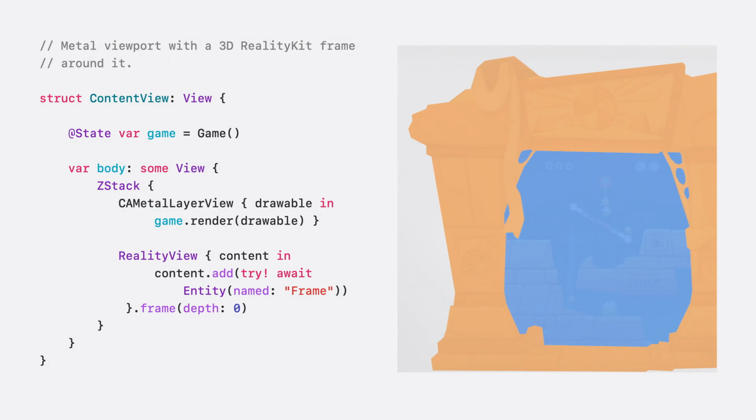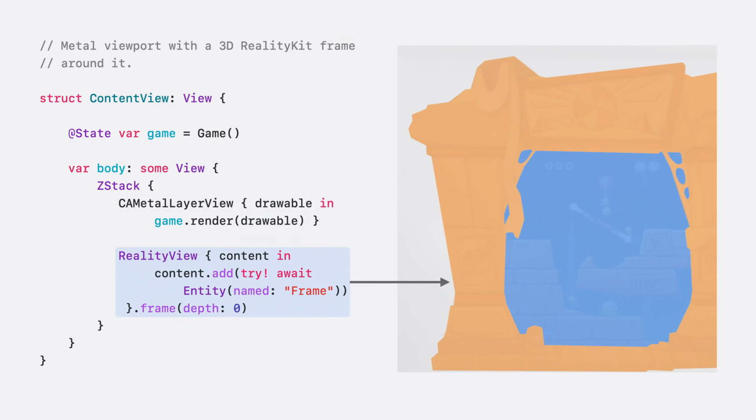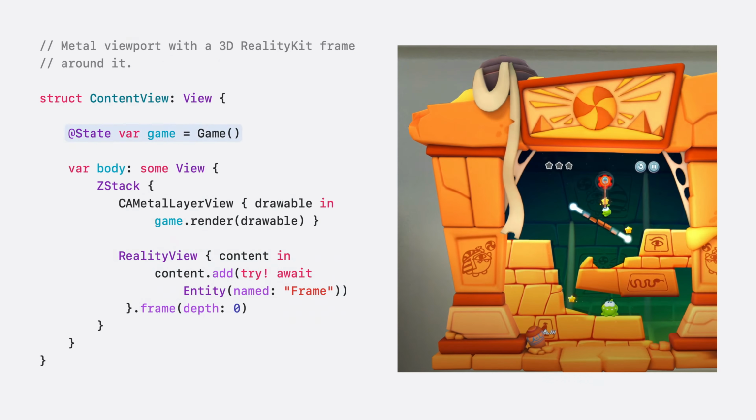You can achieve this by using a ZStack that has the Metal view rendering the game to a texture, like I have shown earlier, and you can create the frame with a RealityView that loads a 3D model around the game. The frame can be dynamic by using a state variable. For example, in Cut the Rope 3, the frame changes depending on the level.